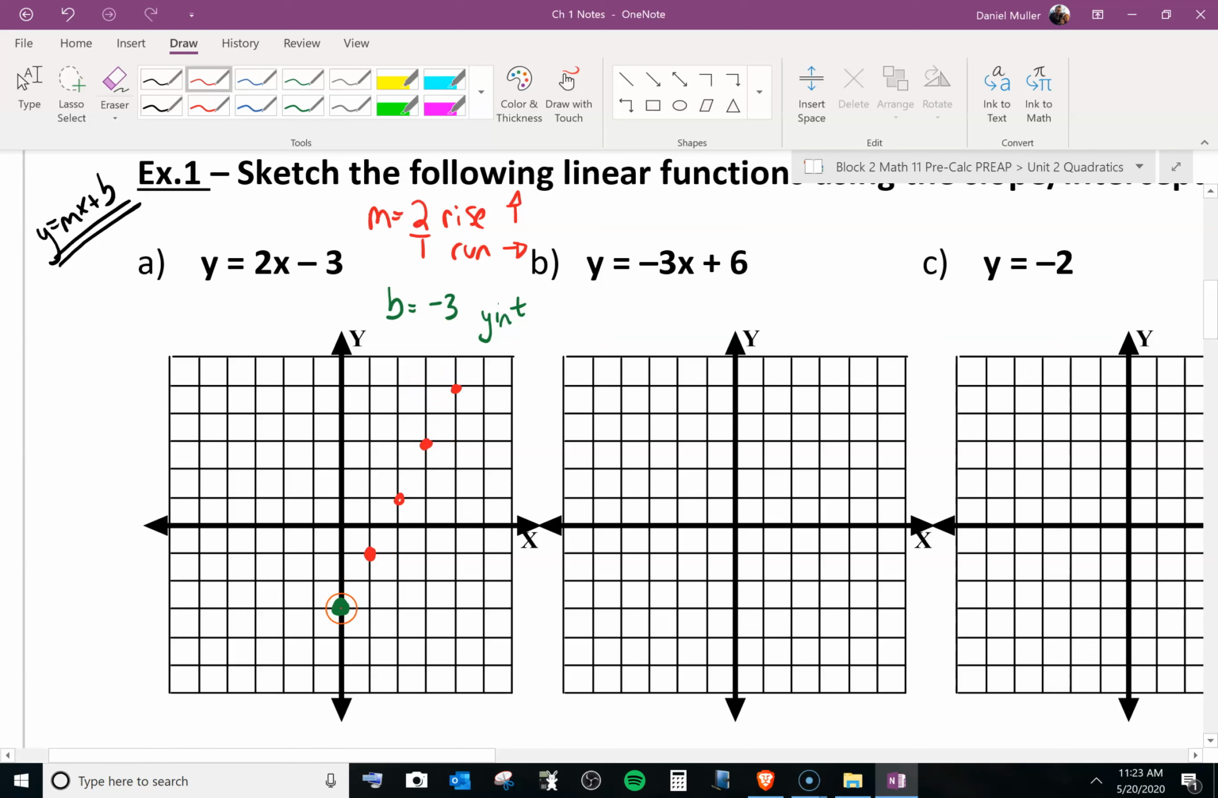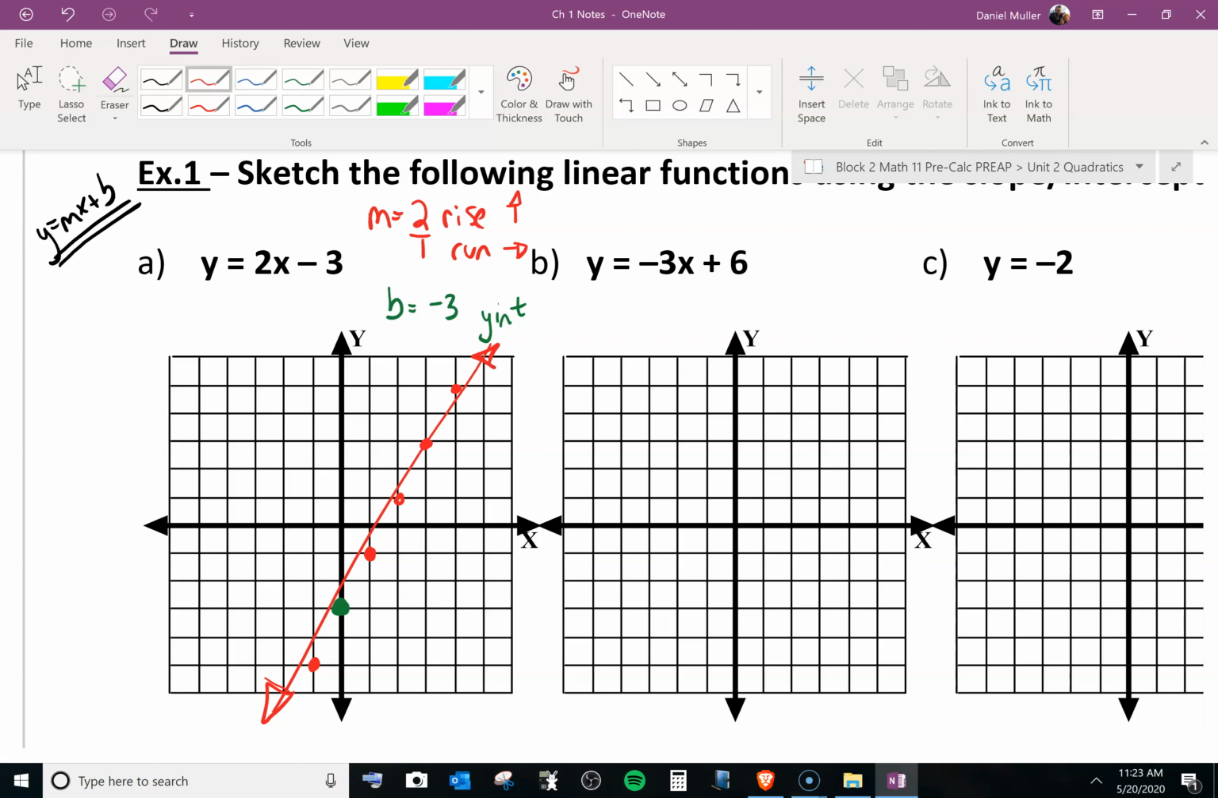And then we can also work backwards, down 2, 1 to the left. So you see I did the opposite. Instead of going up, I went down. Instead of going right, I went left. And that's okay, I'm keeping with the pattern here. Then you can connect the dots in a much nicer way than what I just did there. That is our first line that we've graphed.